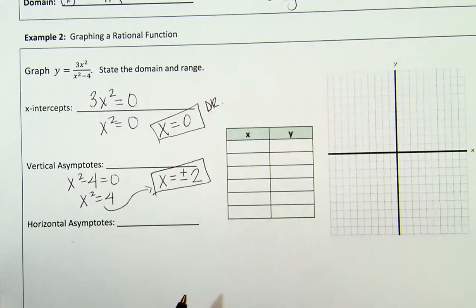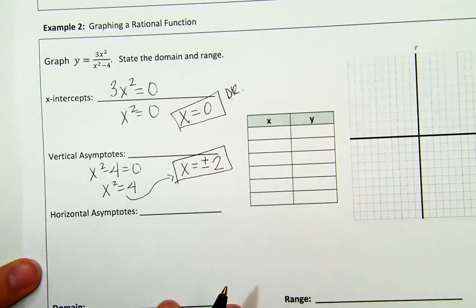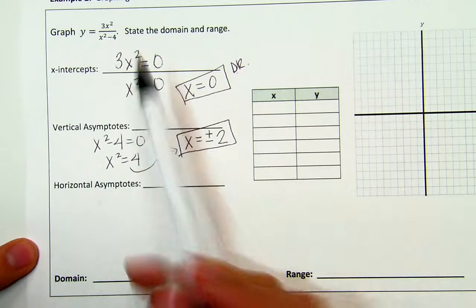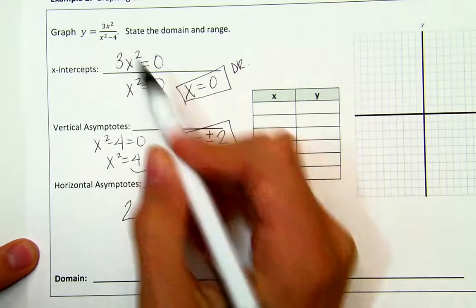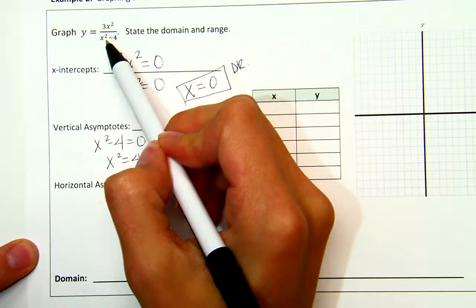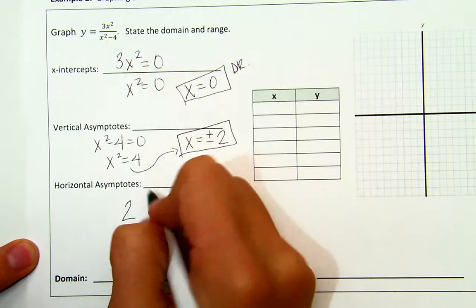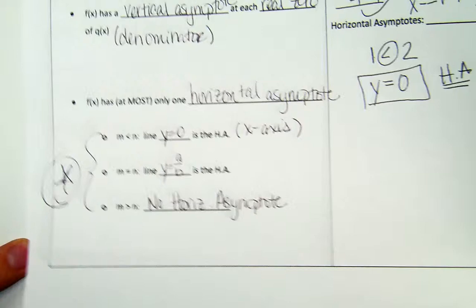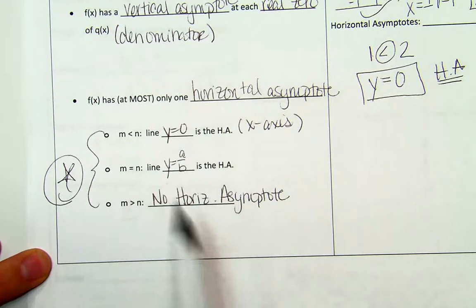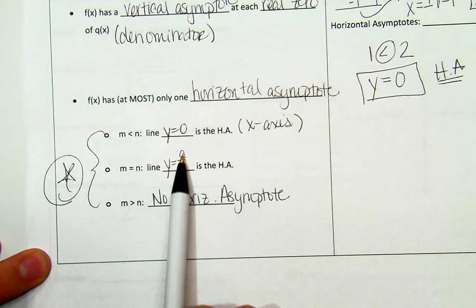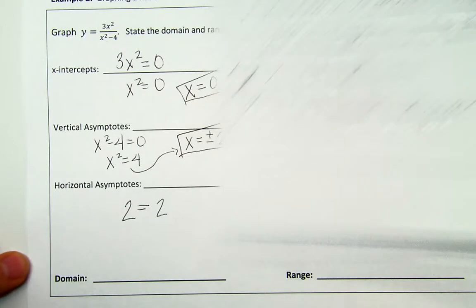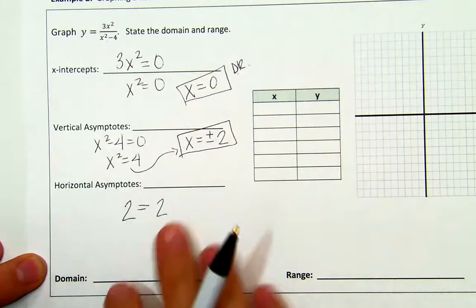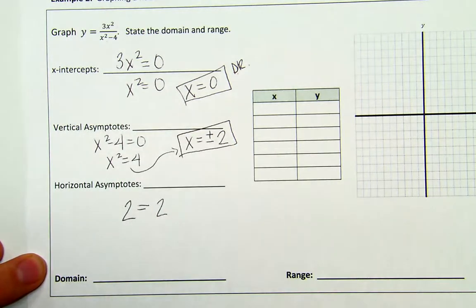Your horizontal asymptote, again, is by setting up the degrees of your numerator and denominator. The degree of your numerator is 2, and the degree of your denominator is also 2. Because these two are equal, if you refer back to that sheet from the first page, the line y equals a over b is going to be our horizontal asymptote.